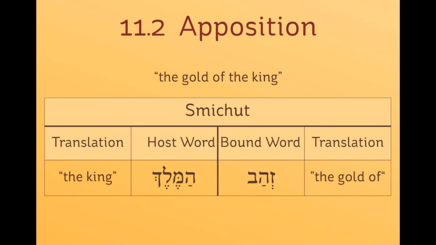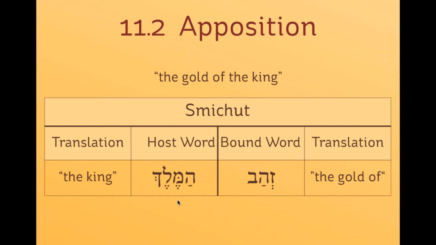Now this whole thing about two nouns staying side by side, they could be in apposition. This is actually different from what I told you a few weeks ago, that when you notice two nouns standing side by side, assume a smichut. Remember what a smichut is: how you state of-relationships between two nouns. So how do you say in Hebrew the gold of the king when Hebrew doesn't have a word for "of"? Hebrew binds these two nouns together.